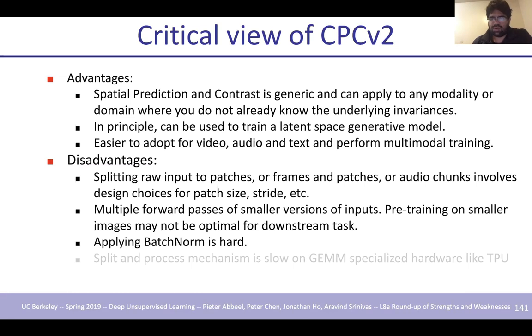When you're doing local spatial predictions, batch norm is hard to use. Applying batch norm is hard, but you really want to use batch norm for a downstream task. So that makes CPC version 2 a little flawed in the sense that it's not particularly suitable for downstream tasks if you really care about state-of-the-art performance. And finally, the split and process mechanism is very slow on matrix multiplication specialized hardware like TPUs, because you do a lot of reshapes and transposes, so it's never an optimal thing to do.